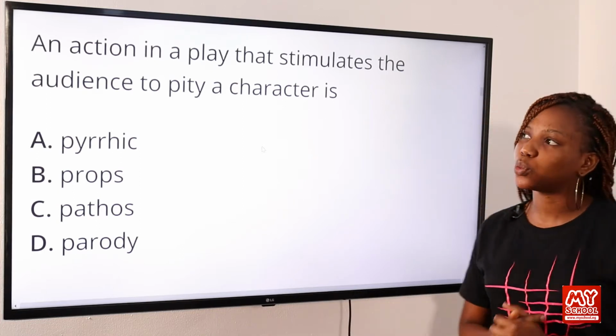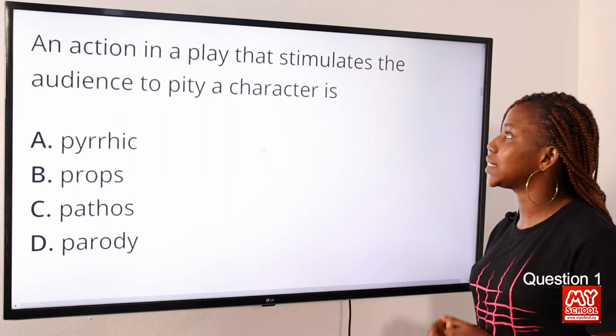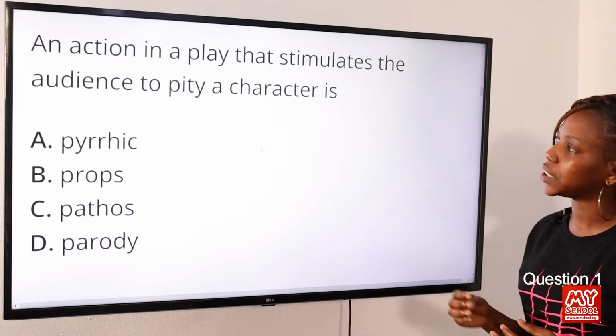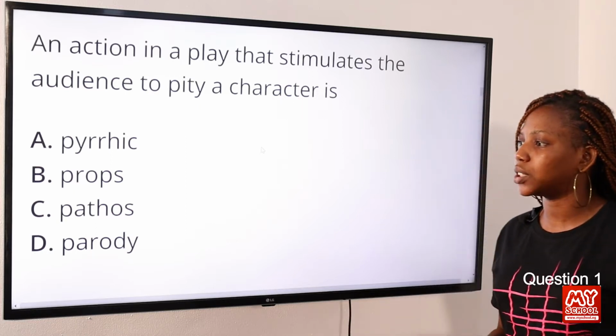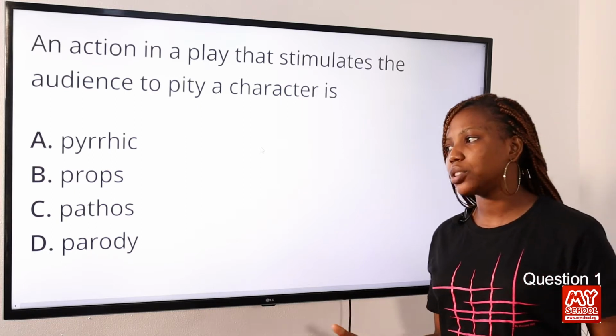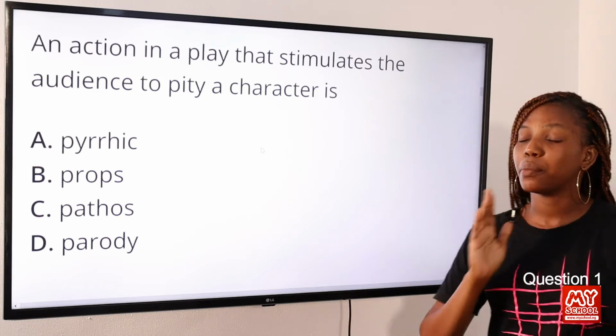Now beginning with question 1, an action in a play that stimulates the audience to pity a character is option A, pyrrhic, option B, props, option C, pathos, option D, parody. The answer to this question is pathos.